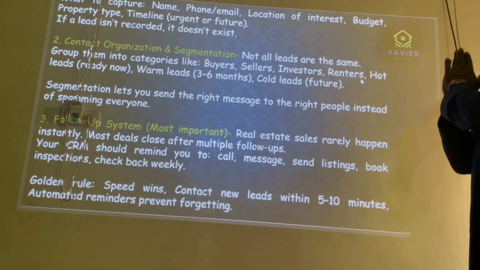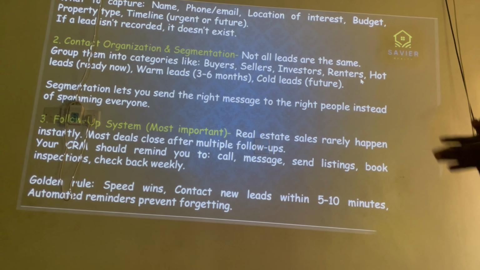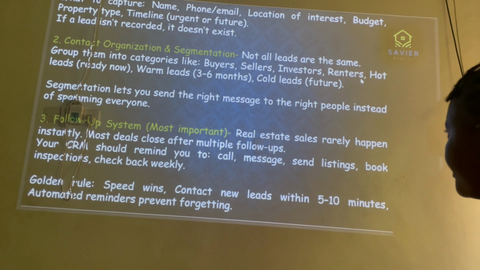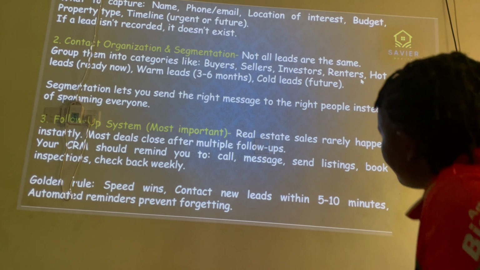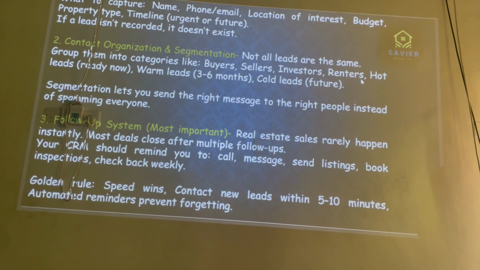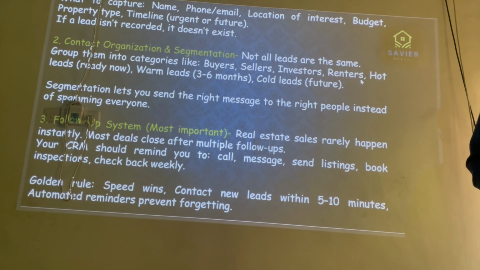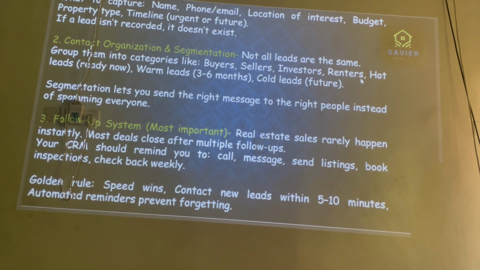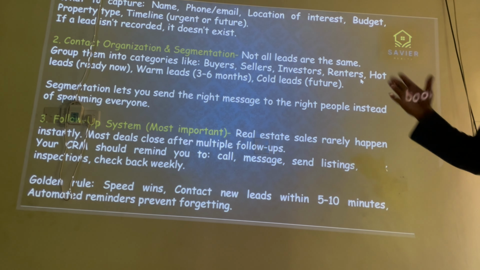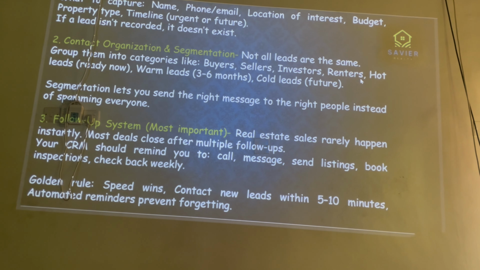Segmentation lets you send the right message to the right people instead of spamming everyone. Sometimes you send broadcasts and some people will even block you. It's because you are not sending the broadcasts to the right people. When you group them, you send broadcasts to people that actually need them instead of just spamming everyone. That's what contact segmentation is.